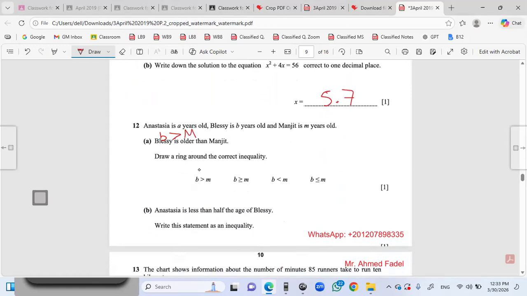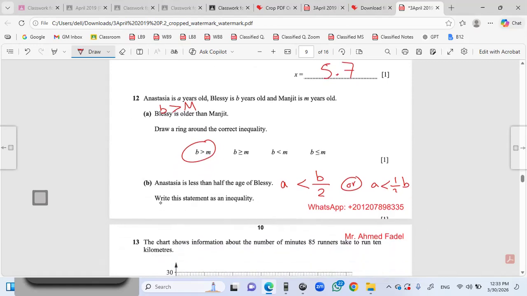So draw a ring around the correct inequality. B is greater than M, this one. Anastasia is less than, so A is less than half the age of Blessy. So less than half of Blessy, B over 2. Write this statement as an inequality, that's it.